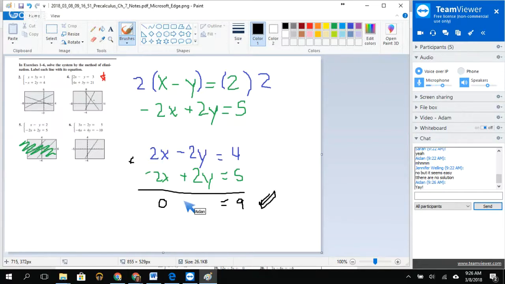So that's your clue when you're doing the elimination method that, hey, something's not right here. I need to look at this a little further. And actually, it's the clue that, hey, these two systems of equations have no solution.